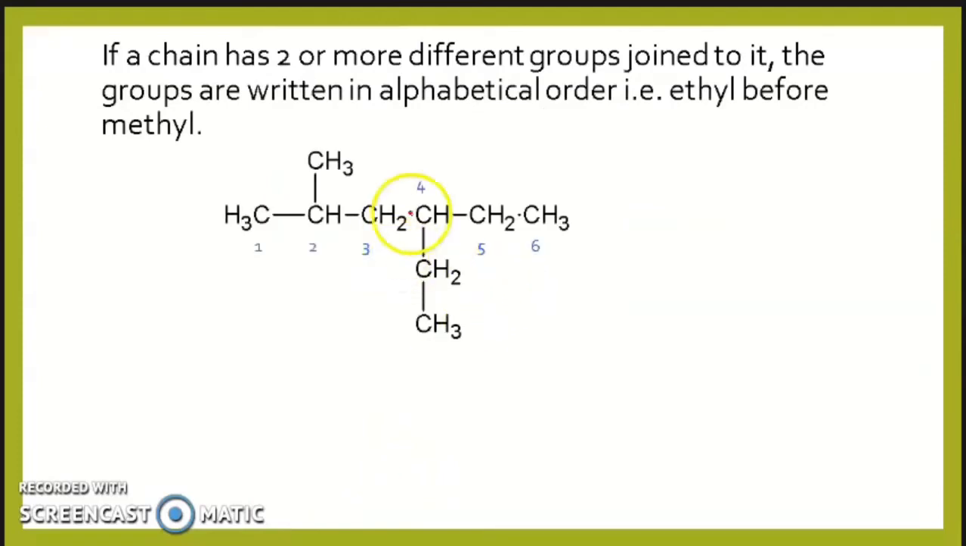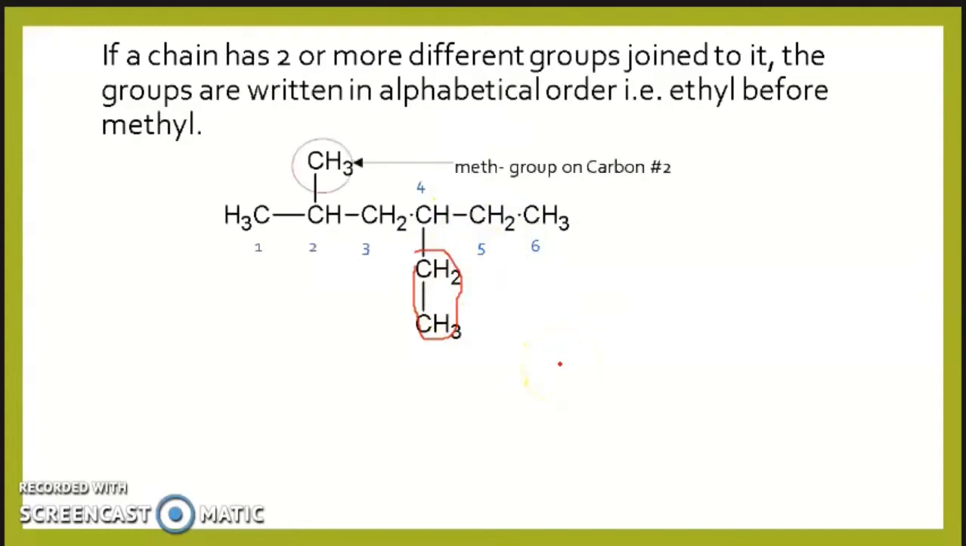Now, if we have 2 or more different groups joined, we have to write the groups in alphabetical order. It's always ethyl before methyl. Now, if we take a look at the main chain, you can see that the main chain consists of 6 carbon atoms. Now, the methyl group is connected to the second carbon in the main chain, and the ethyl group here is connected to the fourth carbon.